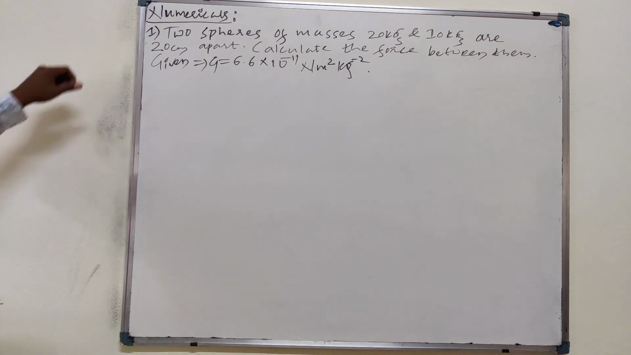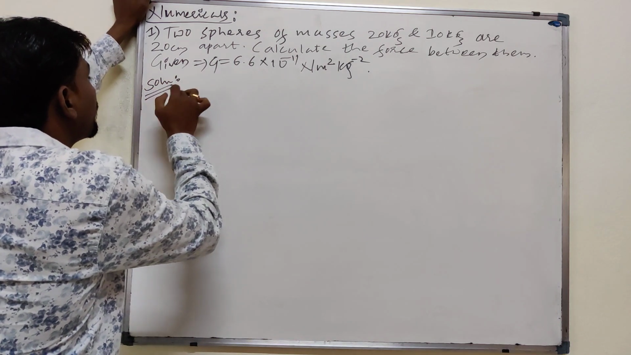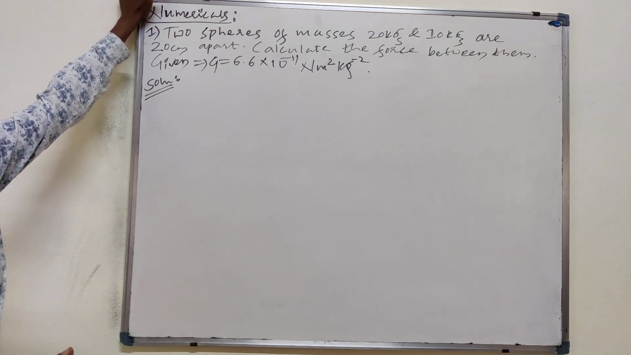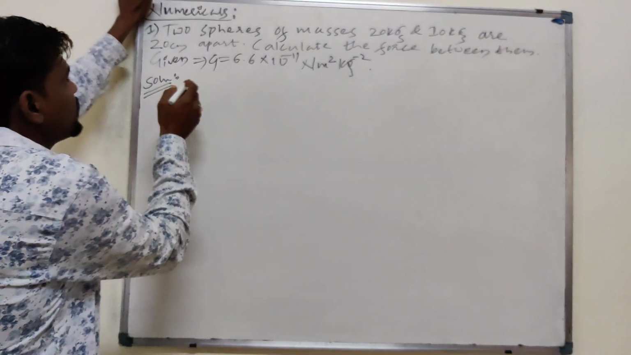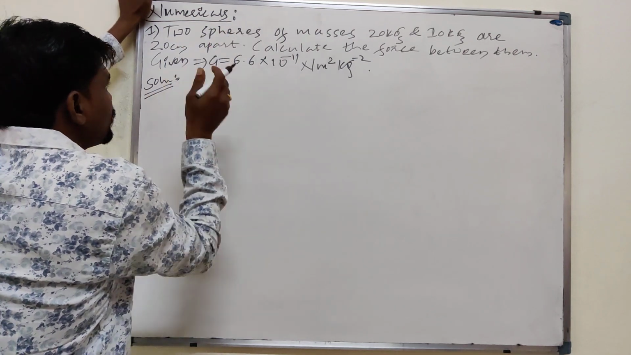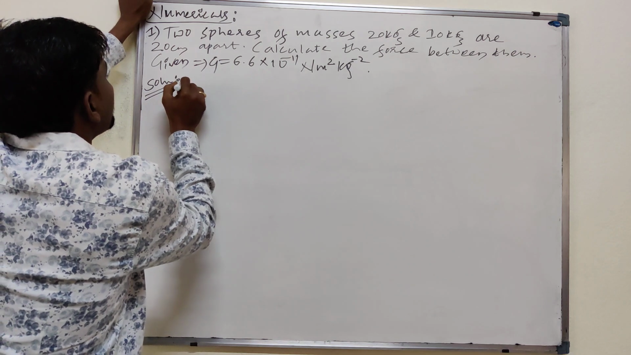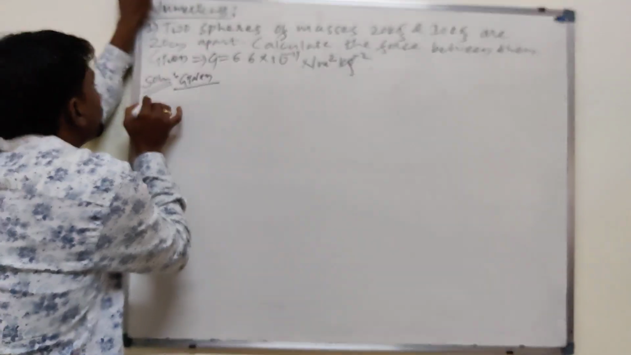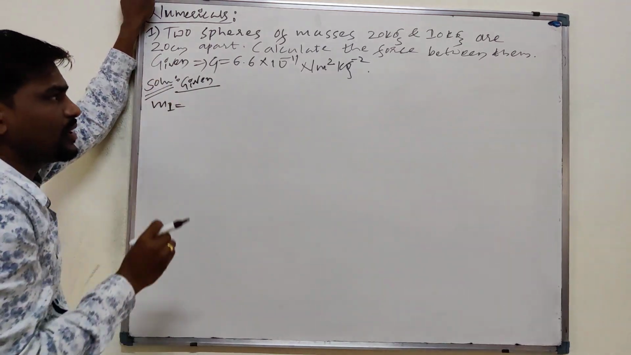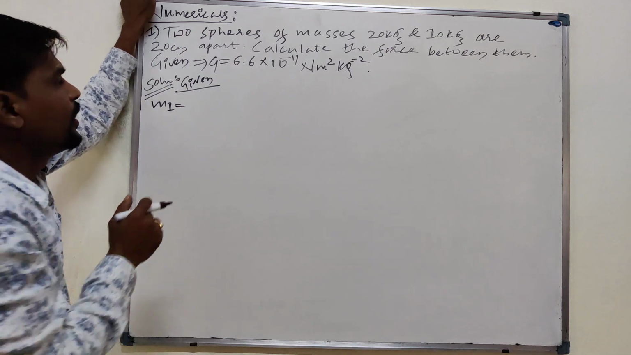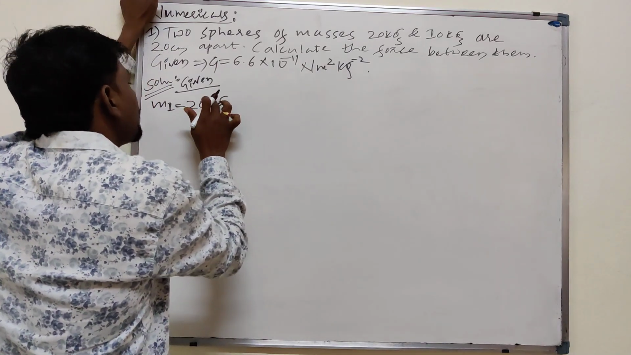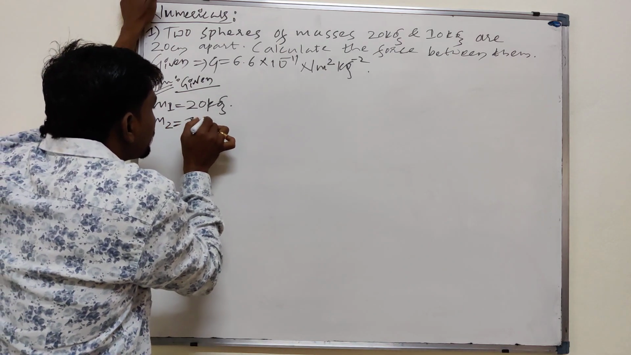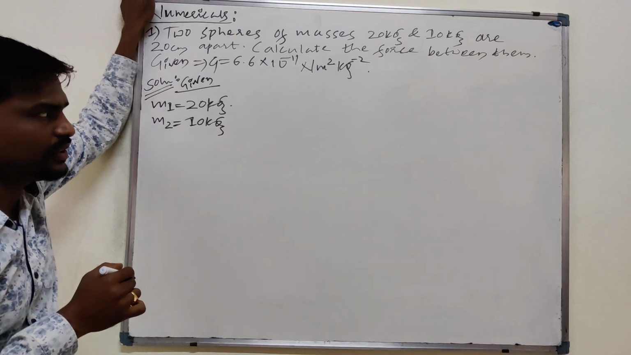Right. See, students, here two spheres of masses. One is 20 kg, another one is 10 kg, right? So masses means, there are two masses, right? So if I am going to write, first, what our given data: mass m1 is equal to 20 kg. Second, M2 is 10 kg.